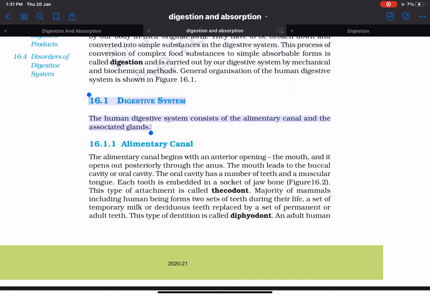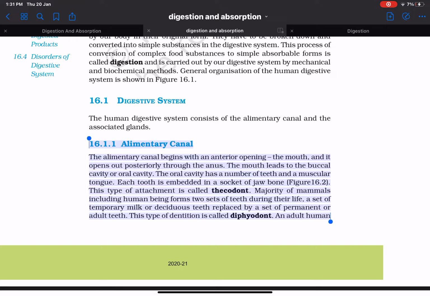Figure 16.1 Digestive system. The human digestive system consists of the alimentary canal and the associated glands. The alimentary canal begins with an anterior opening, the mouth, and it opens out posteriorly through the anus.